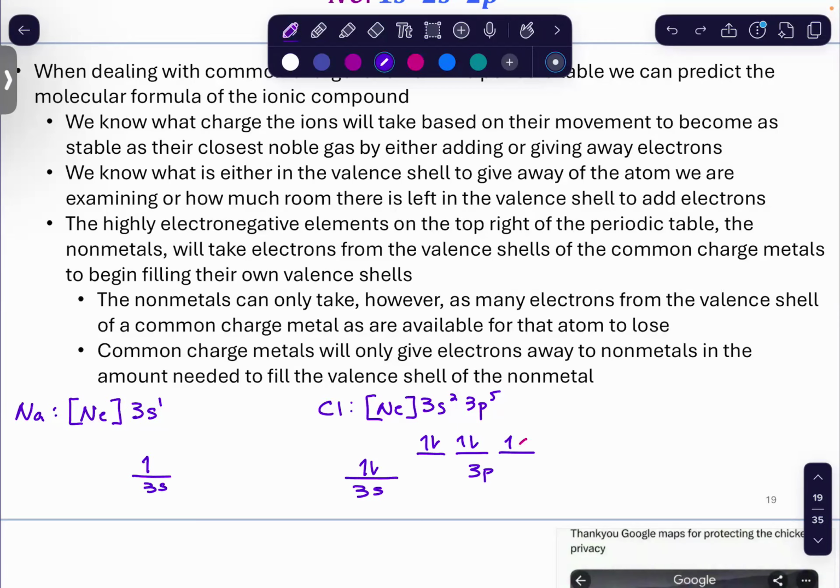And so then, of course, chlorine is much more electronegative than sodium. So chlorine's going to really pull on sodium's one electron, and sodium will lose this electron over to here. And then sodium will be isoelectronic with neon. Chlorine will be isoelectronic with argon, and now sodium will be a +1.